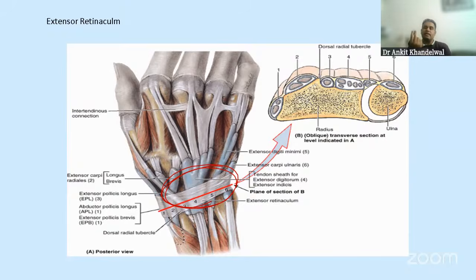It is holding the tendons. So if I extend the wrist, the tendons don't pop out. Similarly, if I flex the wrist, the tendons are not popping out, and they are not even folding the skin. Because they are held tightly, it is like a wristband.